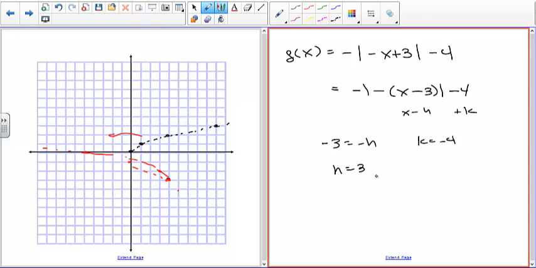So, make sure this equals that. So the x shift is going to be plus 3, or 3 to the right. The y shift is going to be minus 4, 4 down.